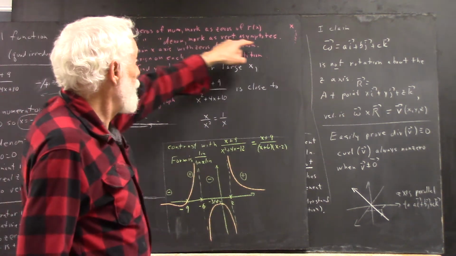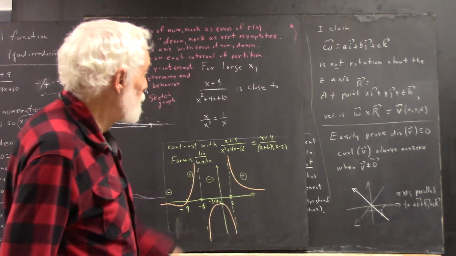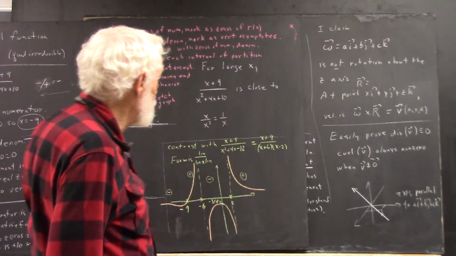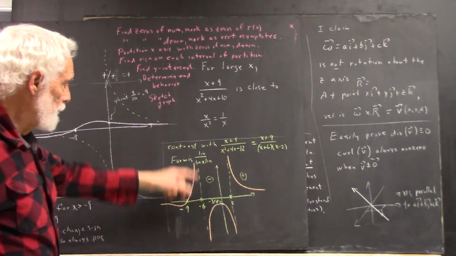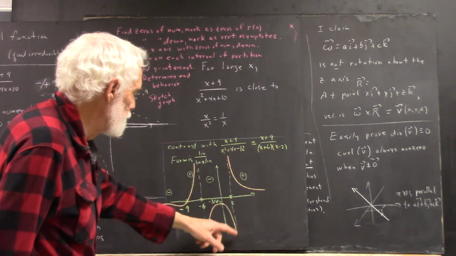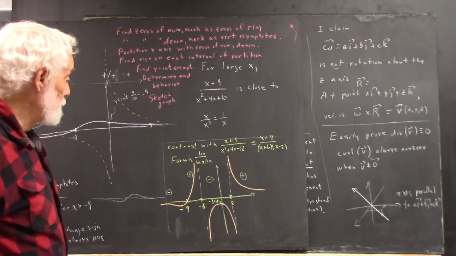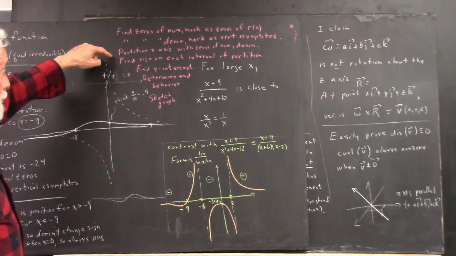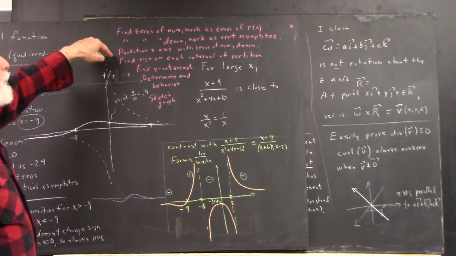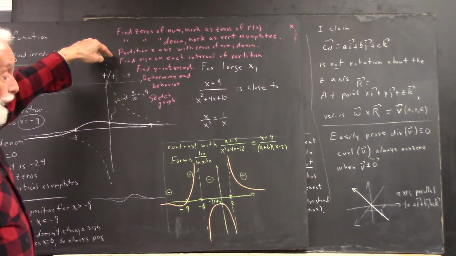Find zeros of the denominator and mark them as vertical asymptotes. And that's like with a dotted vertical line, not a very straight line. I've done that here. So those zeros of the denominator give us the asymptotes. And you see how they're going to work out. Okay? Partition the x-axis with zeros of the numerator and denominator.